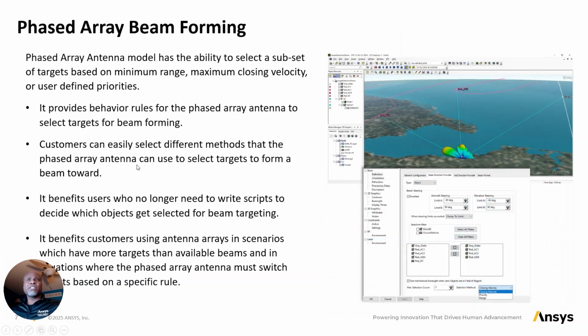Users of phased arrays often require those antennas to simultaneously track multiple objects using built-in rules for deciding how and which targets warrant a dedicated view. Users will now have a built-in ability to construct a set of rules without requiring a scripting solution. Phased array antenna can select targets based on minimum range, maximum closing velocity, or other user-defined priorities.